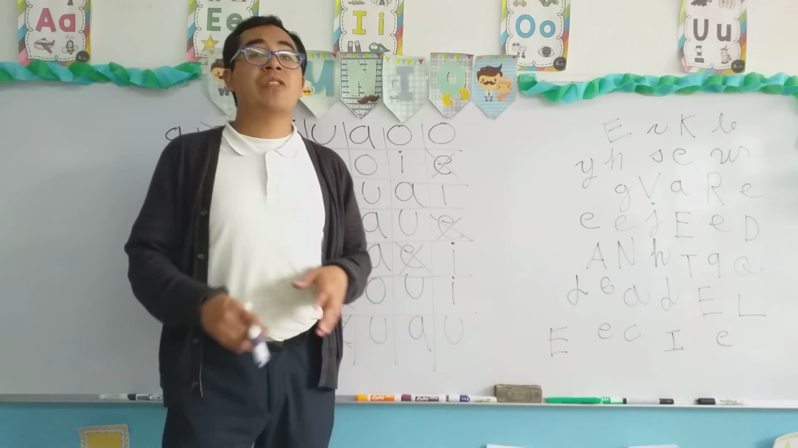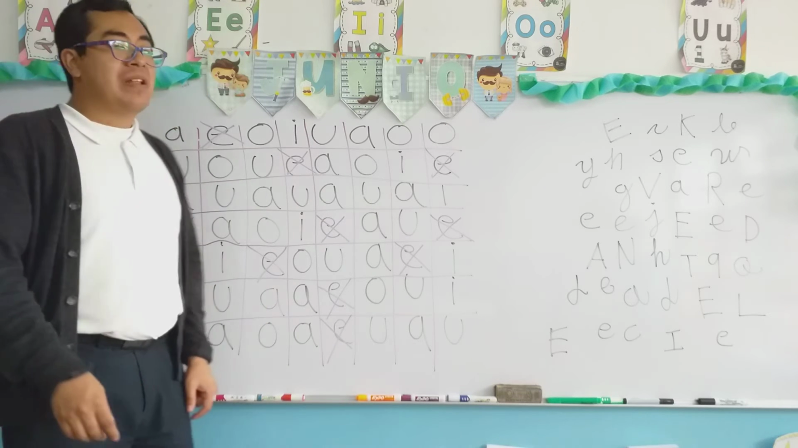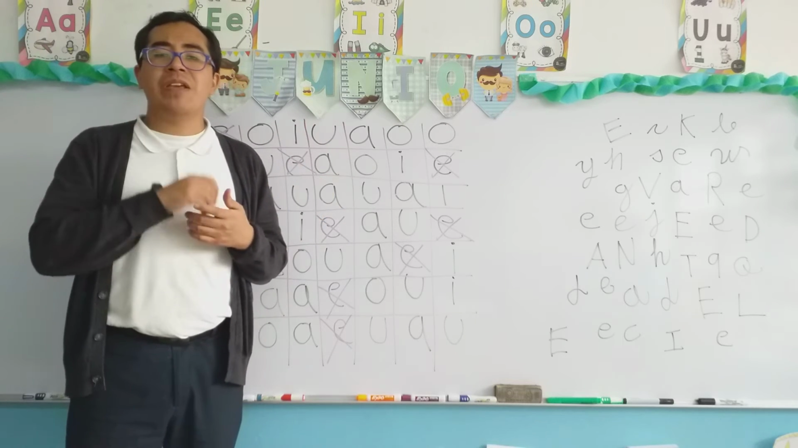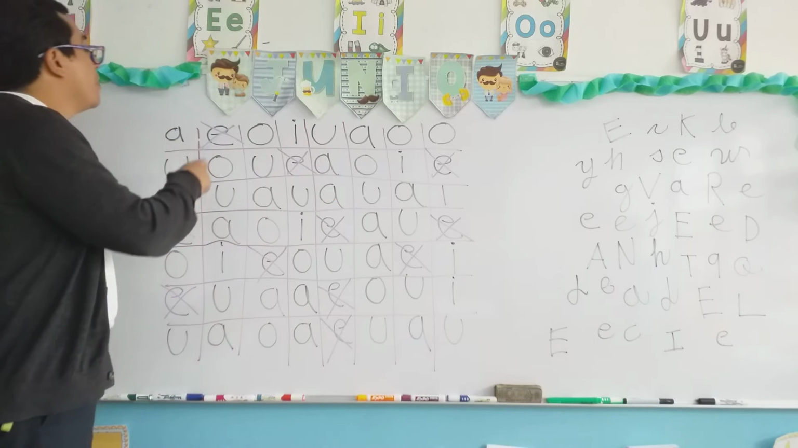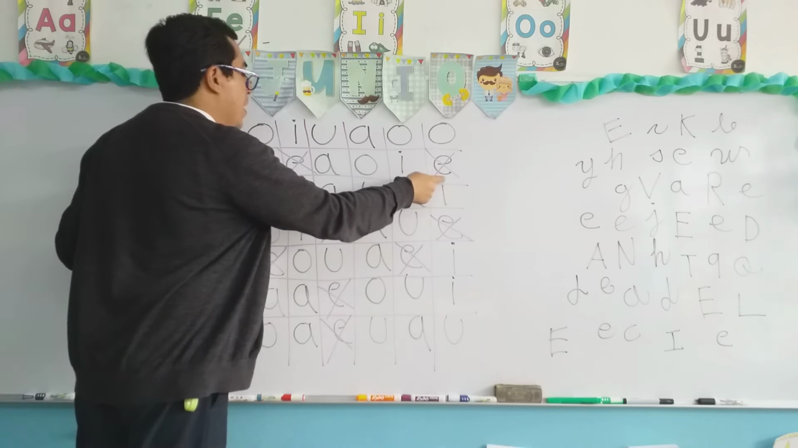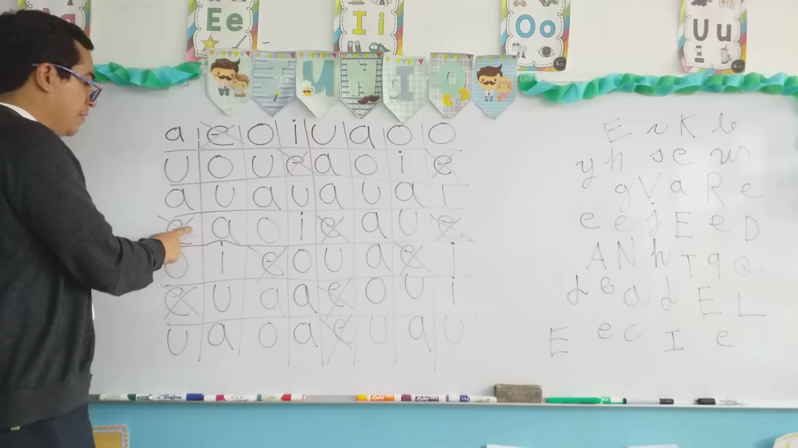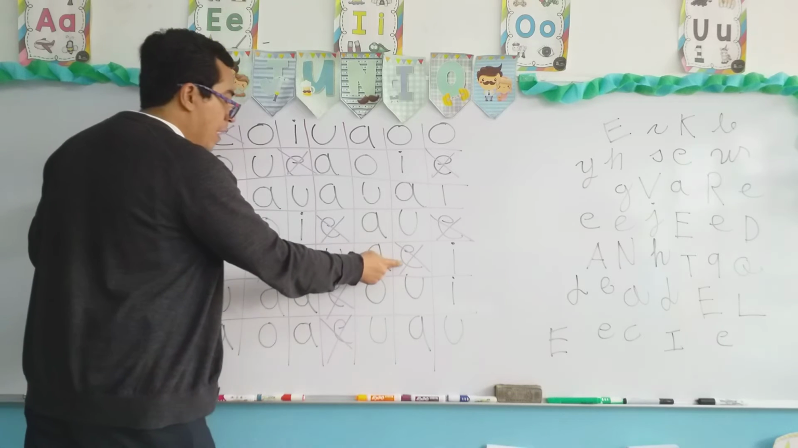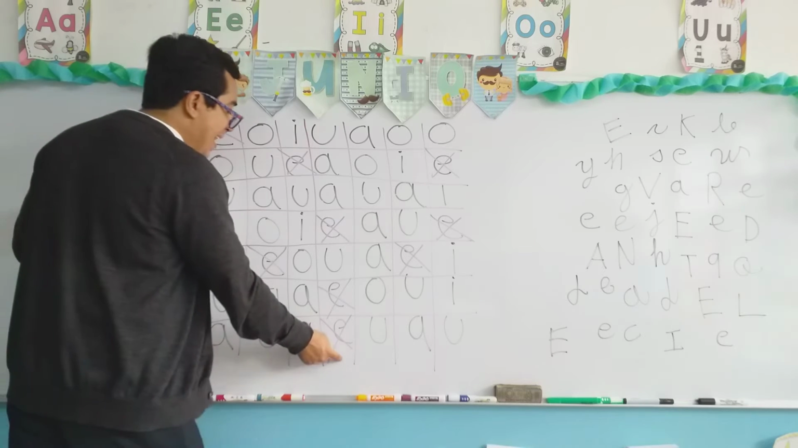Okay, so those are the only small E's that we found. Now, let's count them to see how many are there. Vamos a contar cuántas son en total. Vamos a ver. 1, 2, 3, 4, 5, 6, 7, 8, 9, 10, and 11.